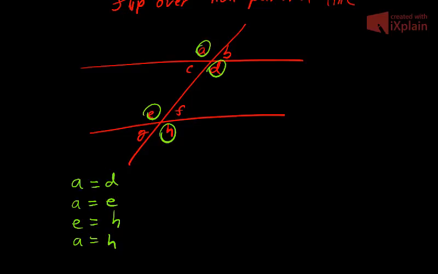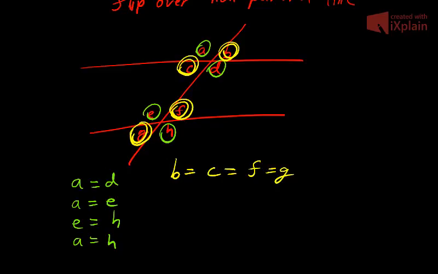And I can do the exact same thing with the other ones. So B, C, F, and G are also going to be the same. So whenever you have a problem like this, you know that this set of angles, my yellow angles, are all going to be equal to each other. So I can write that as B equals C equals F equals G. And I know that all my green angles are going to be equal to each other. So I can say A equals D equals E equals H.